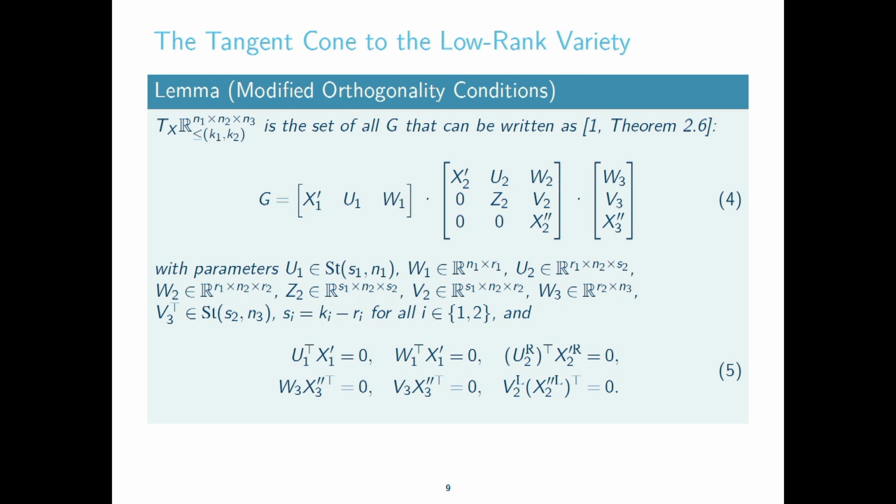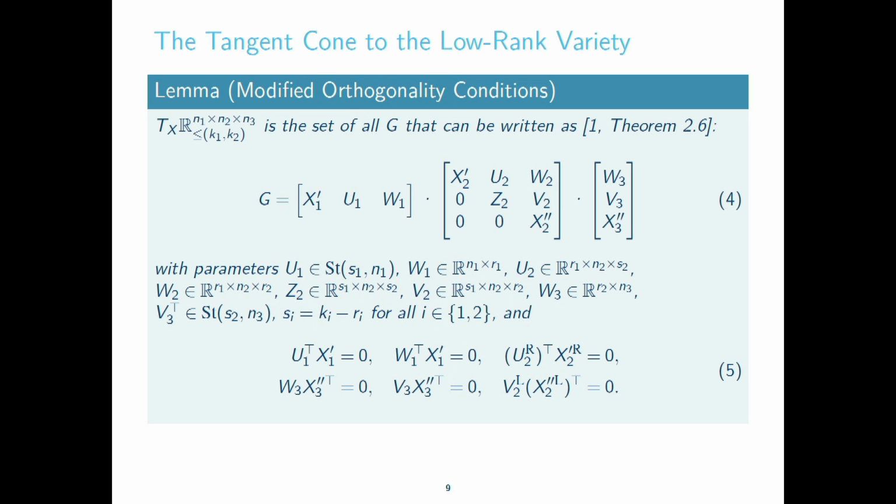The tangent cone was parameterized by Benjamin Kuchan into the following block tensor train decomposition. I have no 3D figure for this, but you have to imagine that for this vector there is also a dimension that goes into the slides. So the parameters are U1, W1, U2, W2, Z2, V2, W3, and V3. So these are a lot of parameters. Again, this parameterization is not unique.